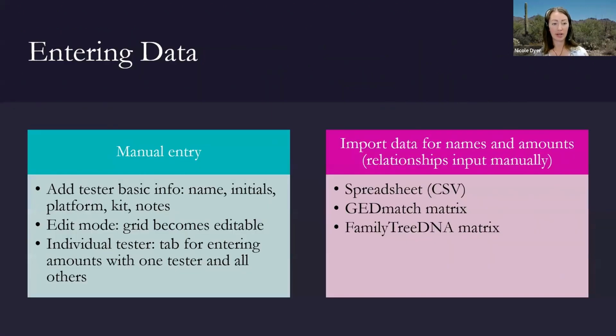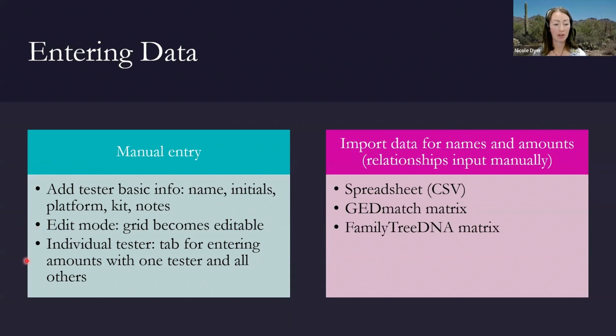There are two ways to enter data. You can do manual entry, where you type in the basic tester info into a profile for them with their name, initials, platform if you want, kit, and notes. You only need to do the name, then the initials populate for you, and the rest are optional. Then you can go into edit mode, and after you enter all the testers, you can see the whole grid and you can just start typing in numbers.